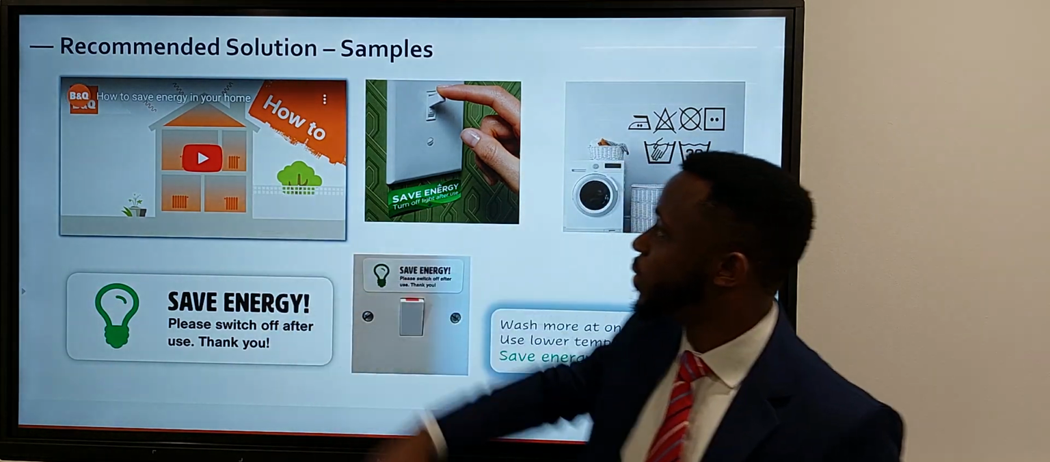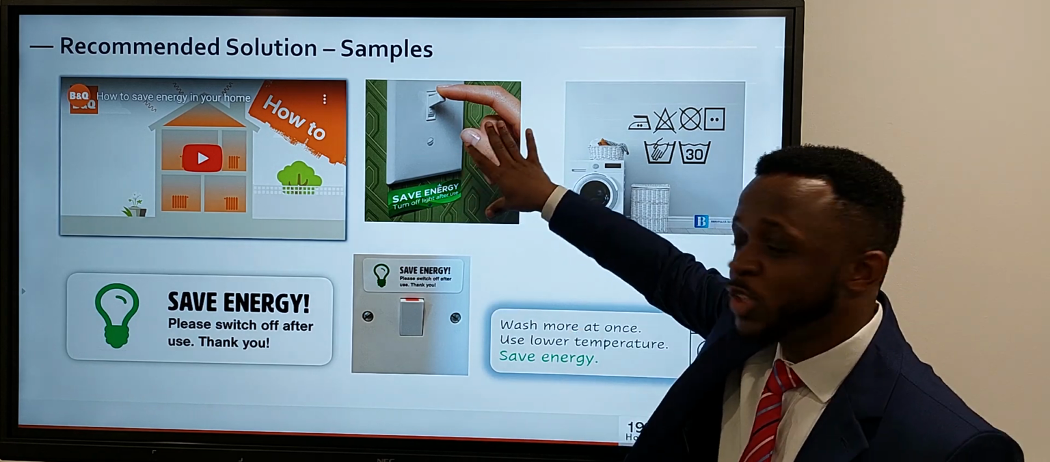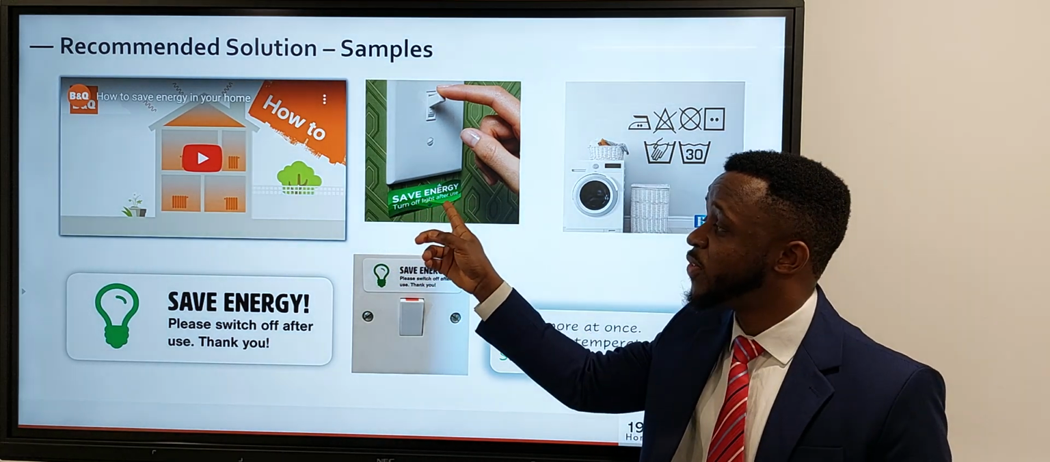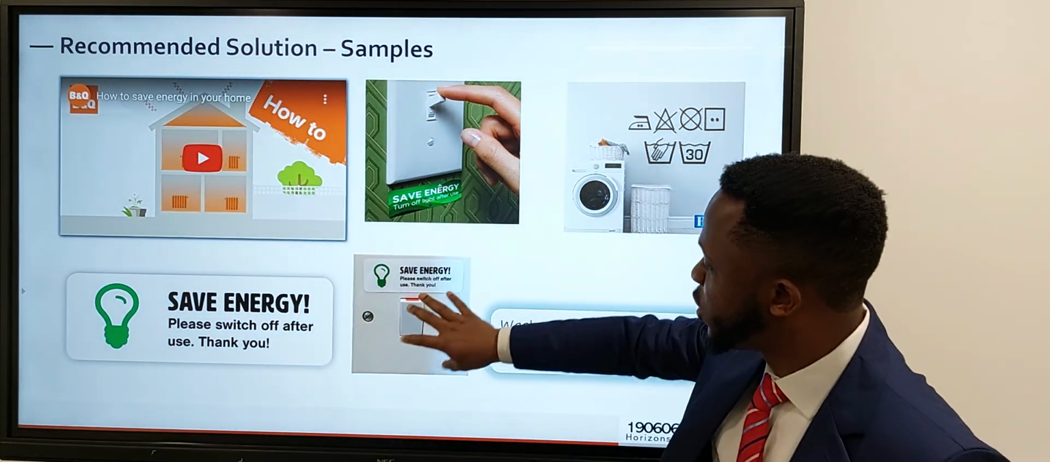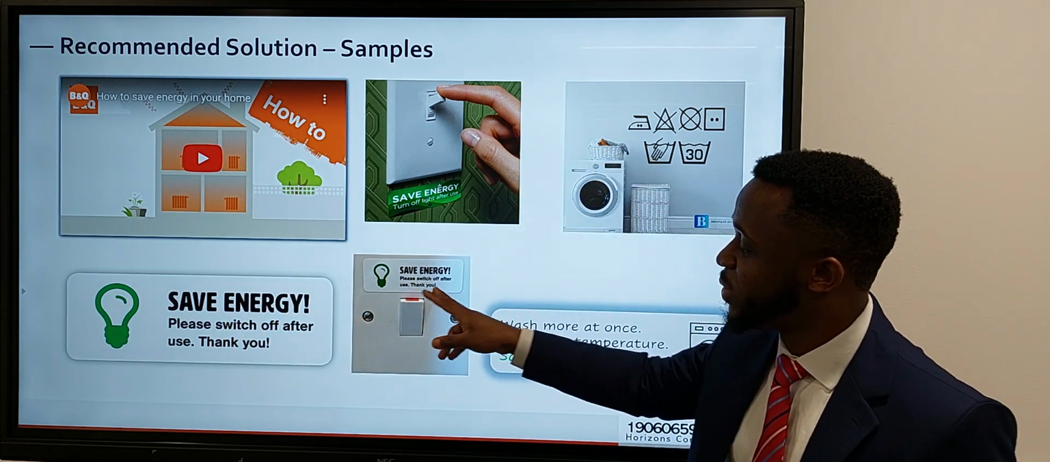This is a video that shows how things can be spent. This, for example, is a switch. There's a sticker under the switch that says save energy, turn off light after use. This switch as well has a sticker: save energy, please switch off after use, thank you.